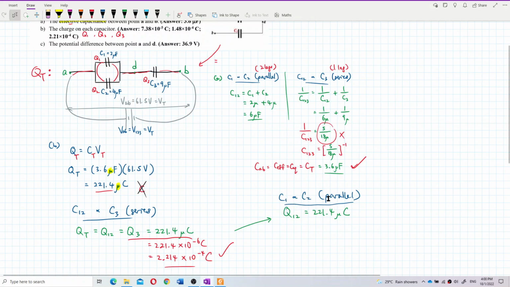Now we go to parallel. C1 and C2, they are parallel, isn't it? I got the Q12 is 221.4 microcoulomb. Okay, the total charge between C1 and C2 is 221.4 microcoulomb. That means the whole thing here is 221.4 microcoulomb.